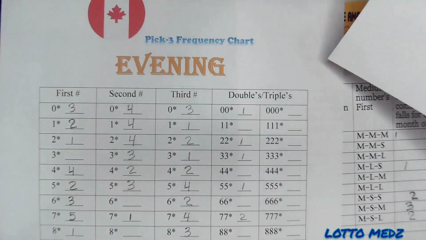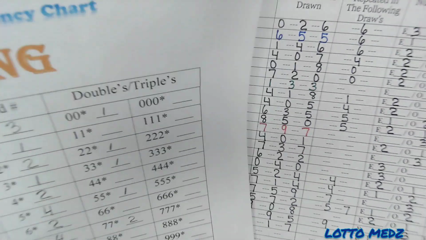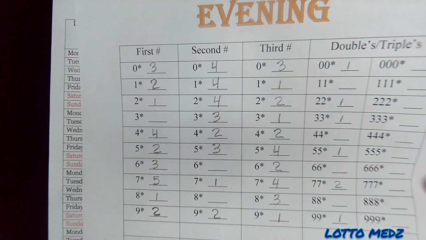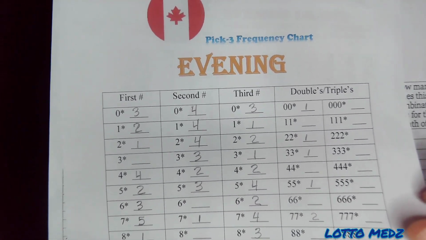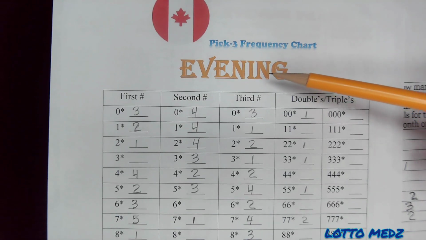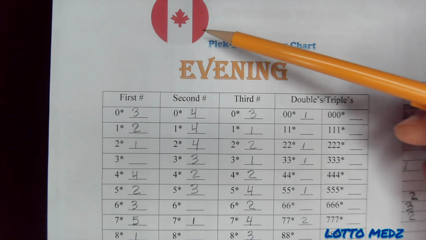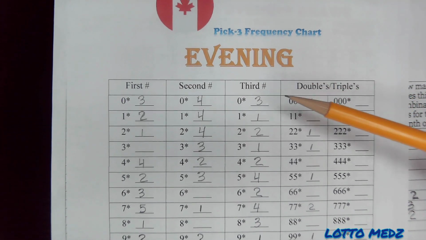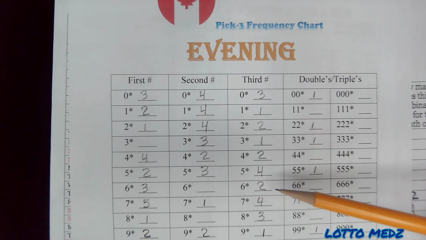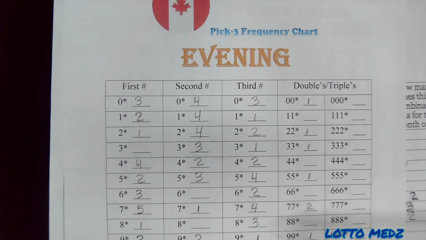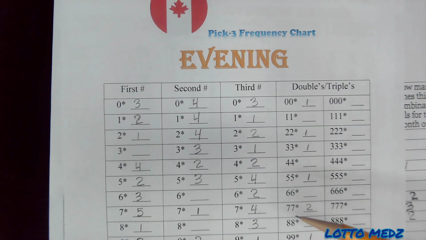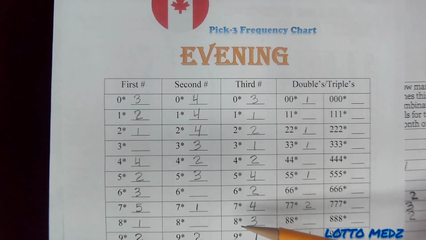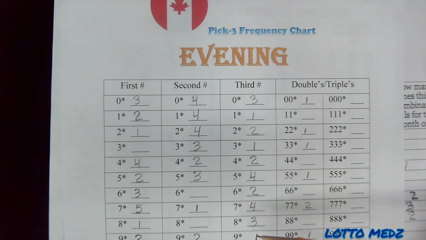So I'm going to move this, and I'm going to go to the frequency sheet. This is the Pick-3 evening frequency sheet for Canada. This is how you would have tracked these numbers, by writing how often these numbers are showing up. If I was living in Canada and tracking these numbers, this is how I would go about writing down how many times these numbers are being drawn by the machine.